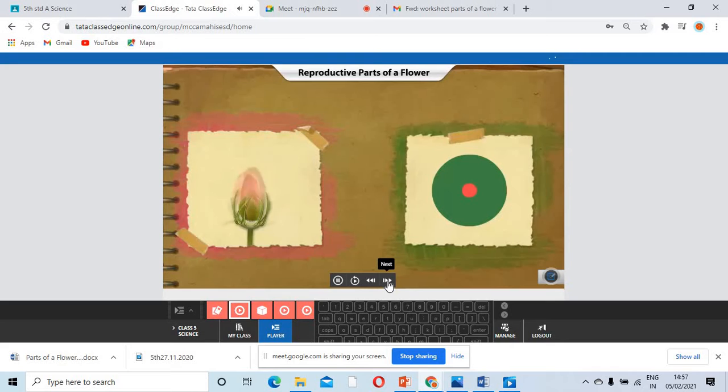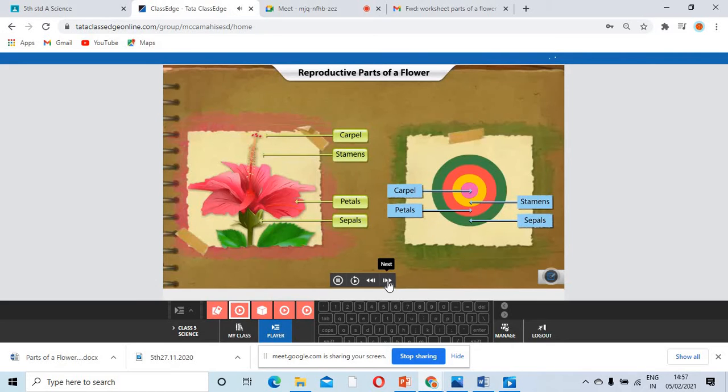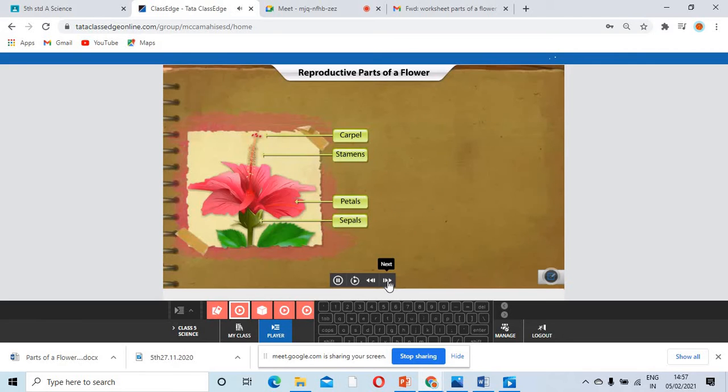Flowers develop from buds. The parts of a flower are arranged in rings or whorls. They are called sepals, petals, stamens and carpels. Let us study the parts in detail. Click each part to know more.